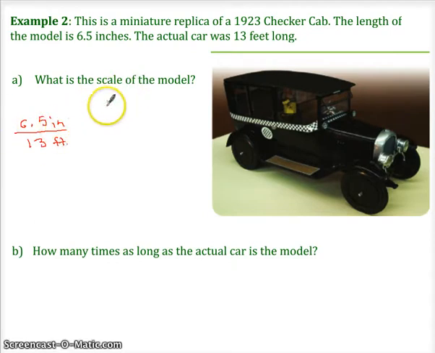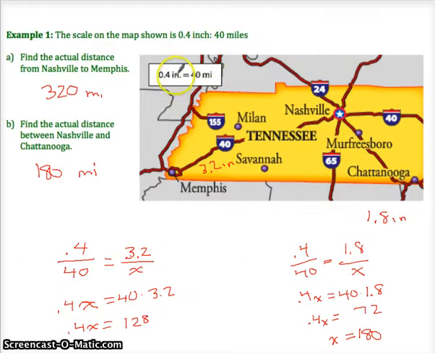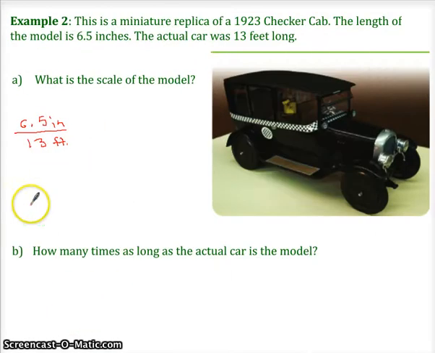When they're asking what's the scale of the model, they don't necessarily want you to do it like this. You don't want to use different units though. 0.4 inches equals 40 miles. I guess it's not really wrong to say that. I'm just sure that in our book, that's not what they mean by scale here. They want you to go a little further than that because this is a little bit too easy. Let's make this a little more manageable for the average user.